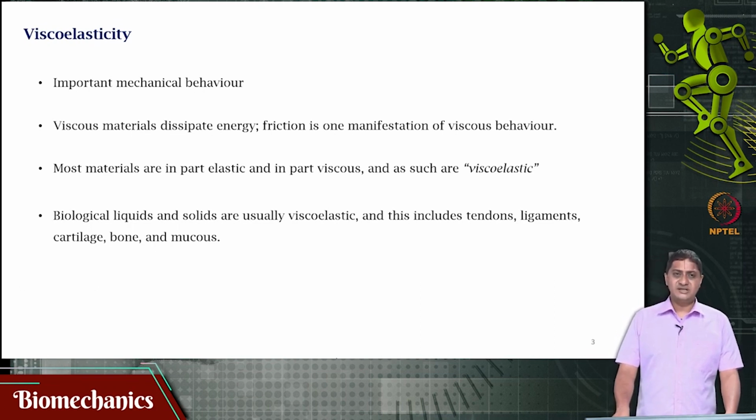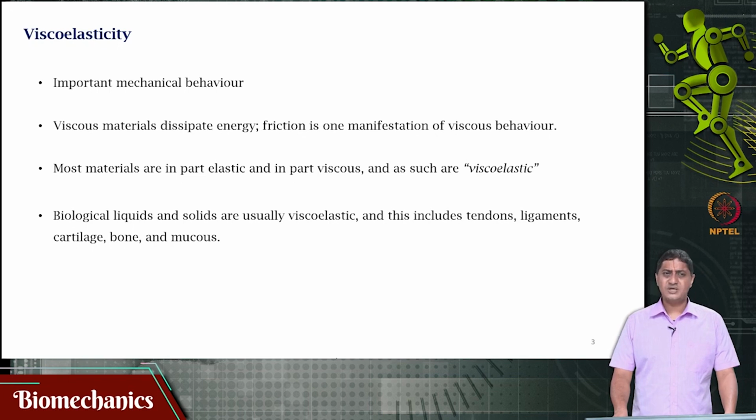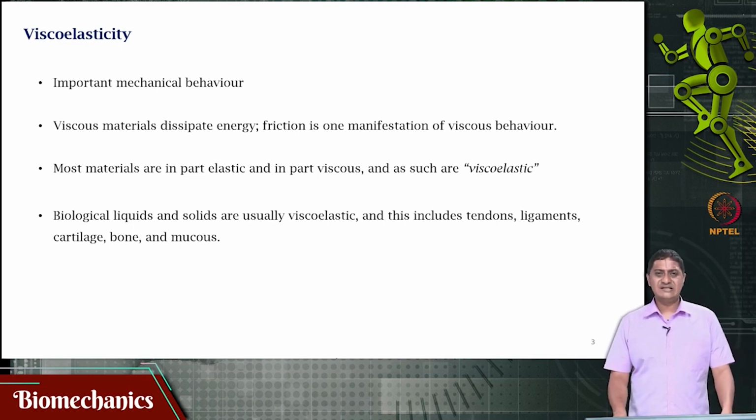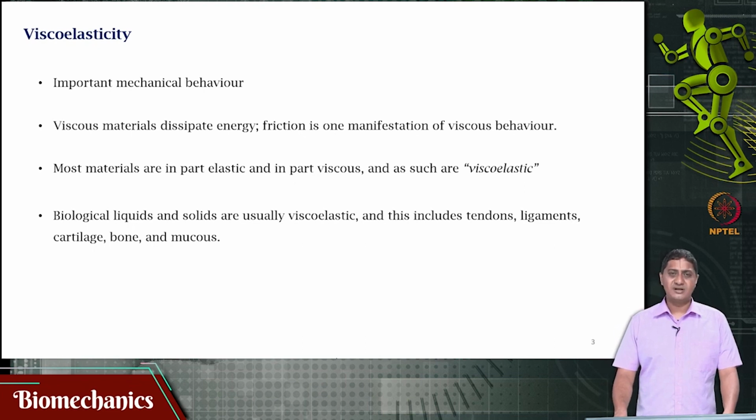But biological materials, such as soft tissues like tendons, ligaments, cartilage, or relatively harder tissue such as bone, usually or almost always show viscoelastic behavior. That is, they show both viscous characteristics and elastic characteristics, which makes them slightly challenging to model.